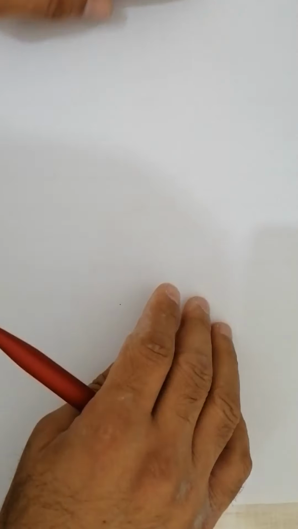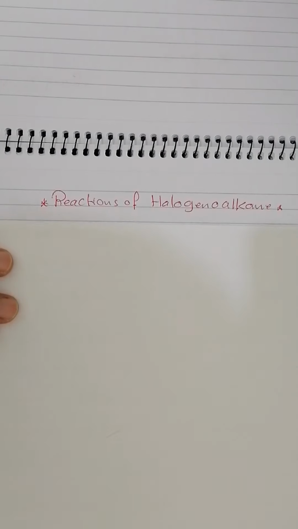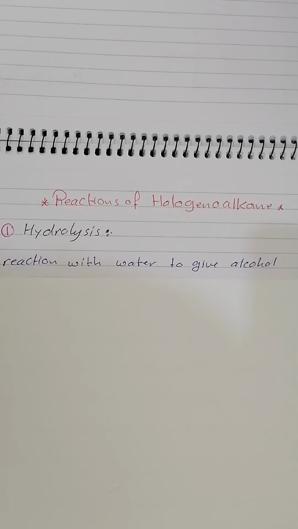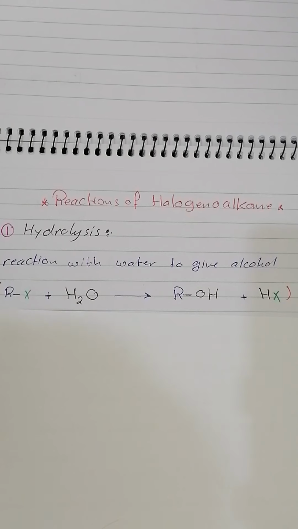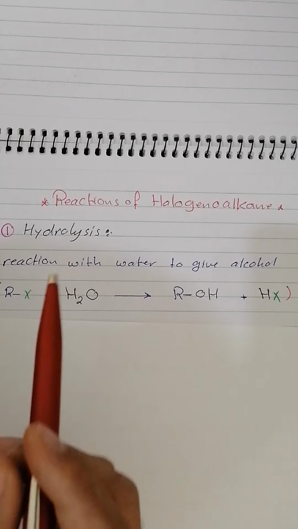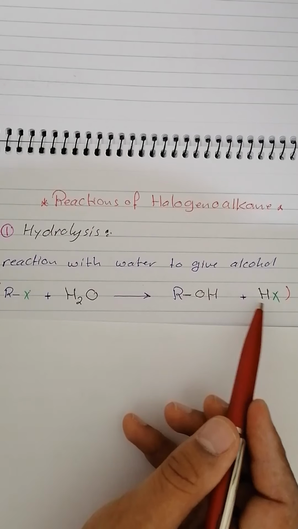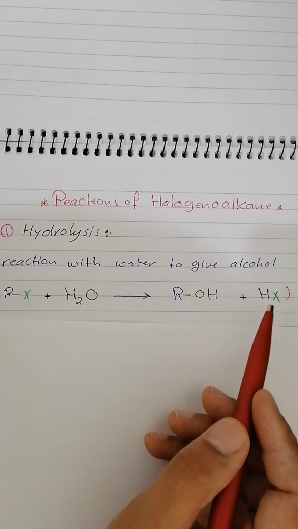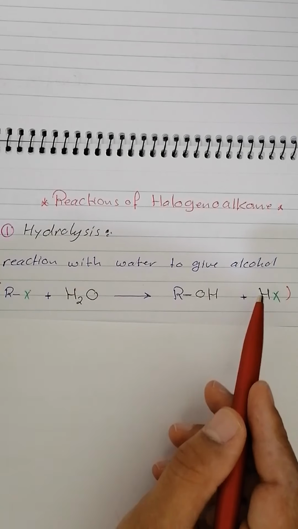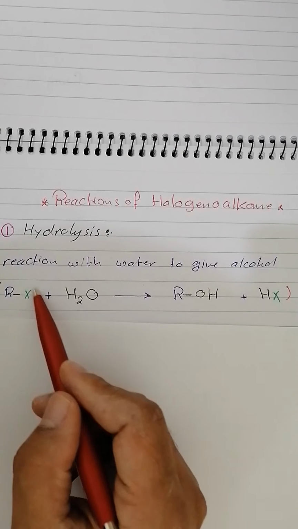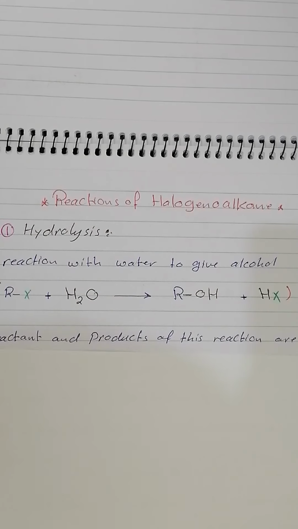Now, reactions of halogenoalkanes. The first reaction is hydrolysis. What do we mean by hydrolysis? It's a reaction with water to give alcohol, as we see here. RX, which is the halogenoalkane, reacts with water to form alcohol and HX. HX can be HCl, HBr, or HI, depending on what we have in this halogenoalkane here.